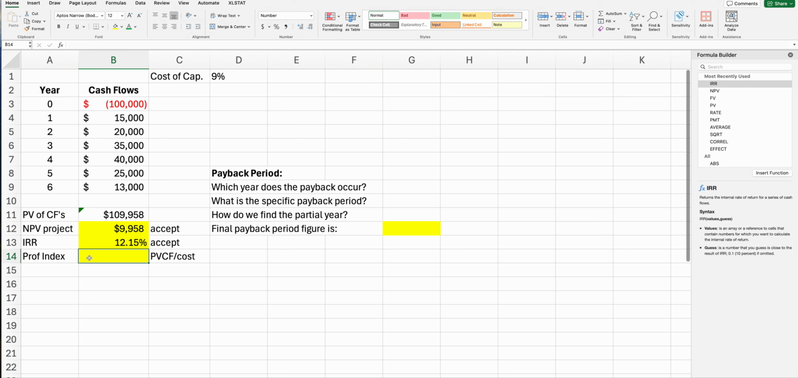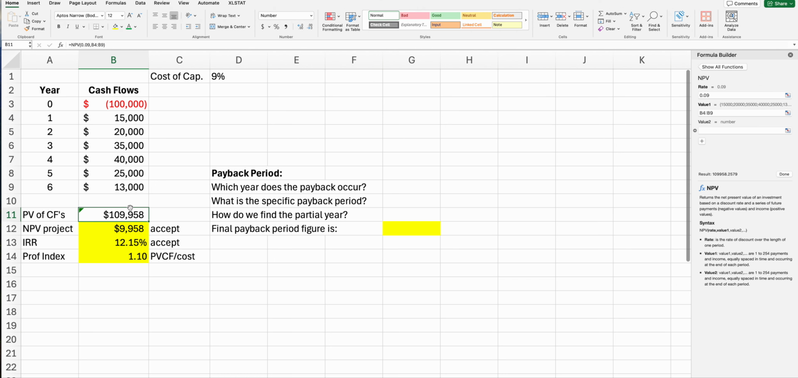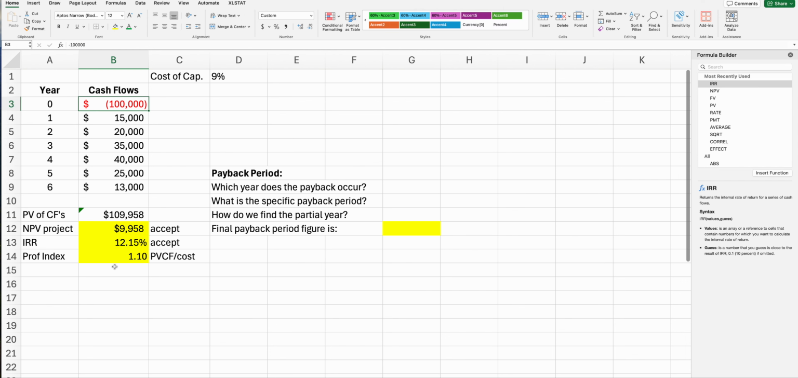So to calculate it, we're just going to take the present value of the cash flows, and I use actual figures so you can see it a little bit easier. 109,958, again, we've already calculated, and divided by our cost figure as a positive number. So we're not using a negative number as the cost. So the profitability index would just be 1.1, again, utilizing the same two figures that we've already determined. So the rule on this one is just that if the profitability index or the ratio is greater than 1, then that's an accept decision. If it happens to be lower than 1, so 0.99 or less, then we would reject the decision.